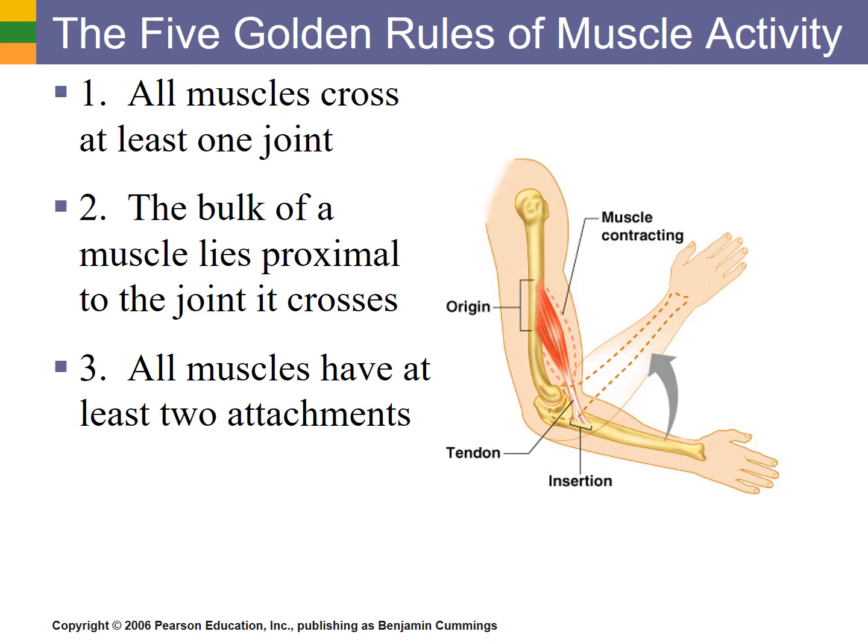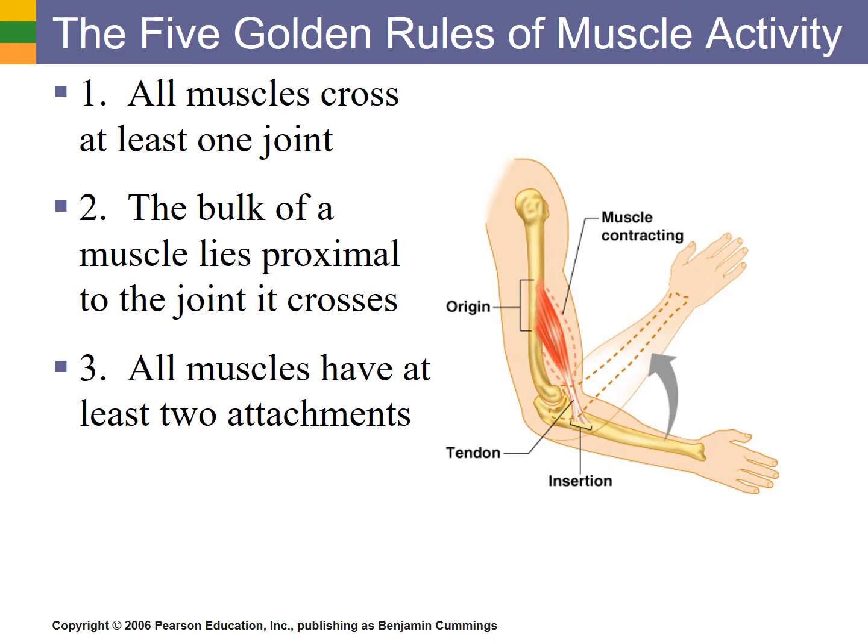So in other words, you don't have half of a muscle on one side, half of the muscle on the other. Usually the bulk of it is on one side or the other, and typically the bulk of it lies proximal. In this illustration here, this is the brachialis muscle. You can see that most of it lies proximal to the elbow joint that it moves. The third rule of muscle activity is that all muscles have at least 2 attachments. They can have more than 2, but they have at least 2 attachments.